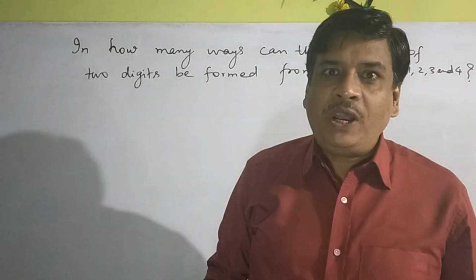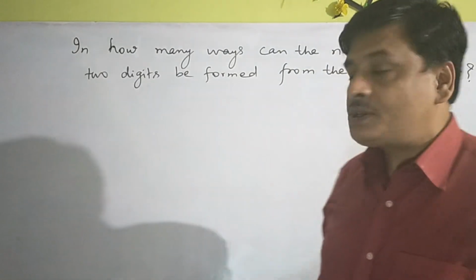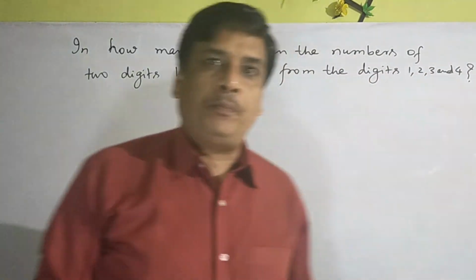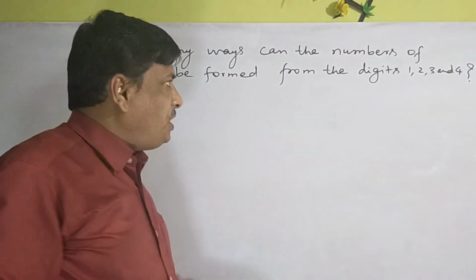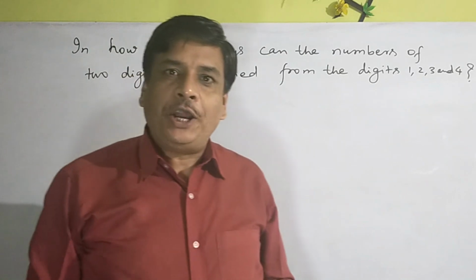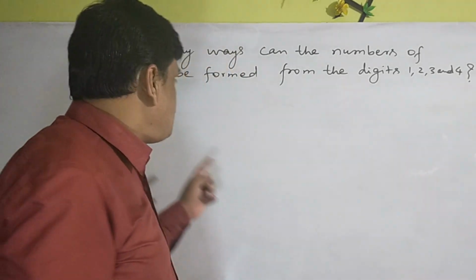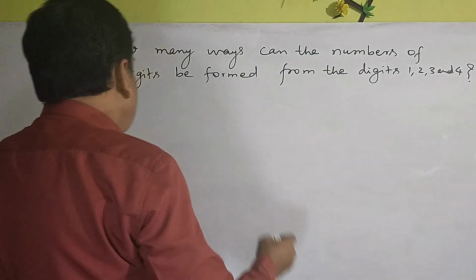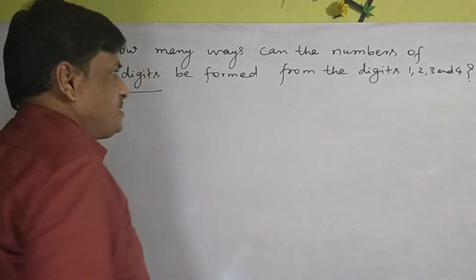Today's session, I would like to introduce counting of numbers by means of some examples. Let us take an example. In how many ways can the numbers of two digits be formed from the digits 1, 2, 3 and 4? In this question, we have to form numbers of two digits.